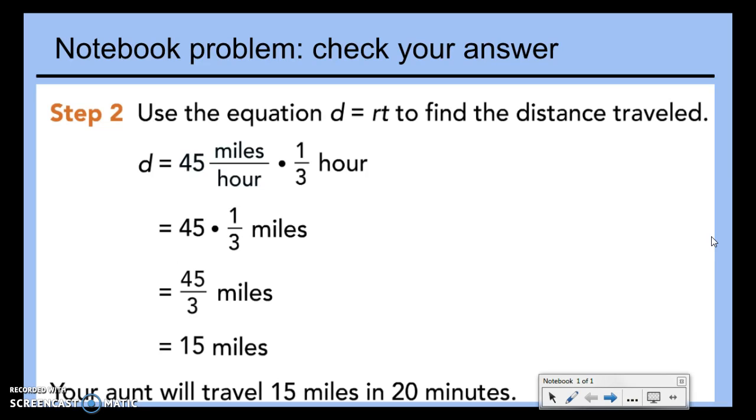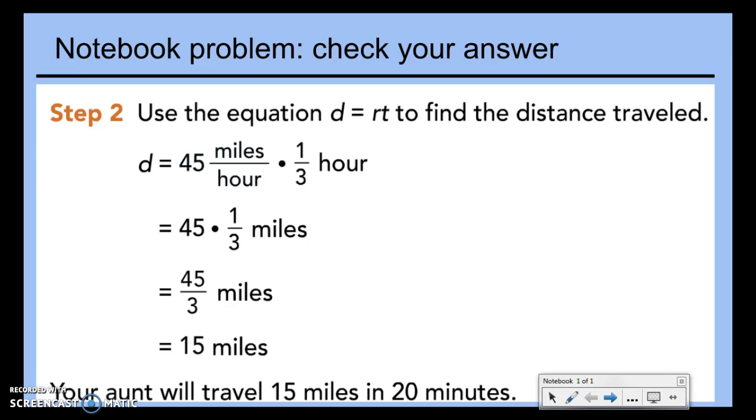Alright, step 2, use the equation, dirt, to find the distance traveled. Well, we knew that 45 miles per hour was our speed or our rate, so you're going to multiply that times 1/3 like we did a minute ago. So copy down step 2. There's only 2 steps really to this problem. Copy down your step 2, and when you finish copying it down, push play, move on.